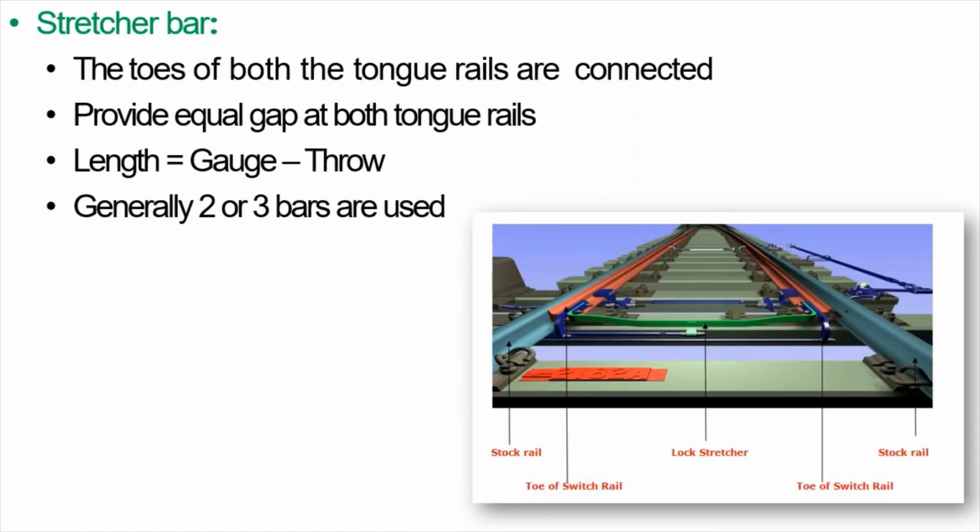Next is the stretcher bar. The toe of both the tongue rails are connected together by means of stretcher bars so that each tongue moves through the same distance or gap while changing the points. Generally, 2 or 3 bars are used near and behind the toe. The length of the bar is such that the distance between the two toes is equal to the gauge minus the throw of the switch. The gap between the tongue rail and the stock rail is what is known as the throw. So what will be the length of the stretcher bar? It will be the gauge minus the throw. So generally 2 or 3 bars are attached near the toe.